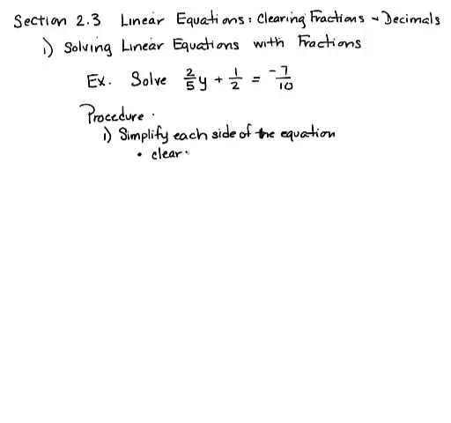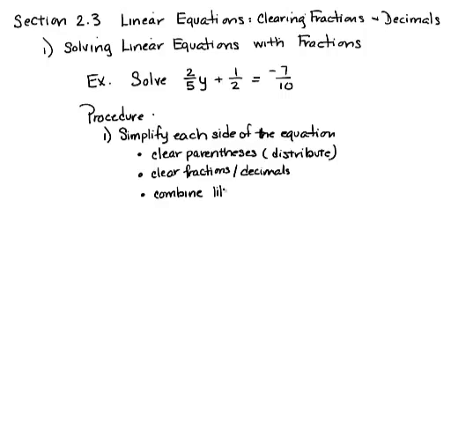If we have any parentheses, we're going to clear the parentheses, which means we distribute. Then we're going to clear any fractions we have, or decimals. And we do that by multiplying both sides of the equation by the same thing. And the third thing is we combine like terms. We do all three of these things before we move anything across that equal sign.